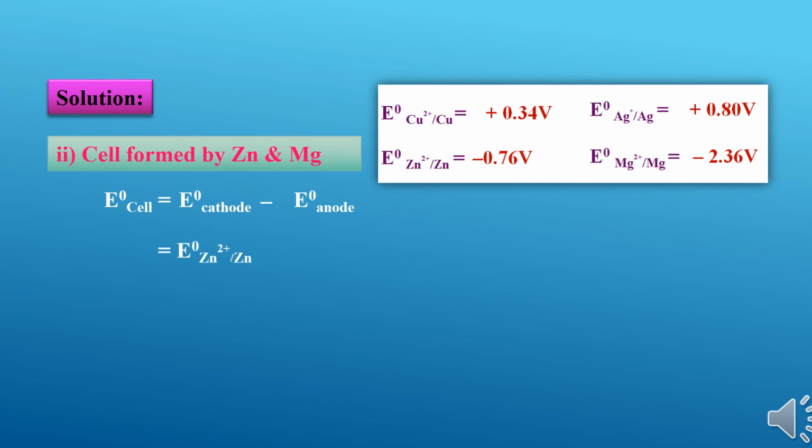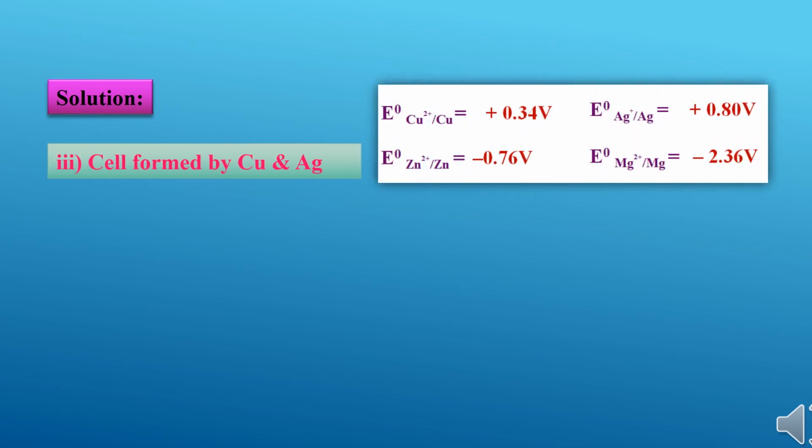So here zinc is acting as a cathode, so E naught of cell is equal to E naught of Zn2+/Zn minus, here the anode is magnesium, E naught of Mg2+/Mg. Substitute the standard electrode potential values of zinc and magnesium. Zinc has minus 0.76 and magnesium has minus 2.36. Calculate this and you will get the answer as 1.6 volt. This is the standard EMF of the cell formed by zinc and magnesium.